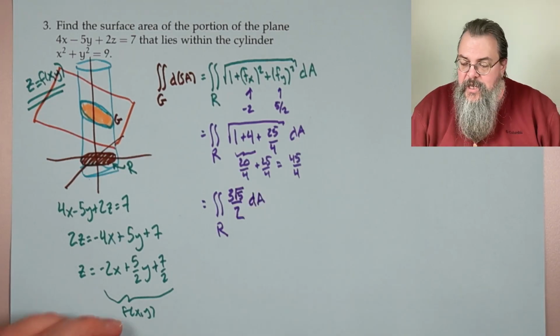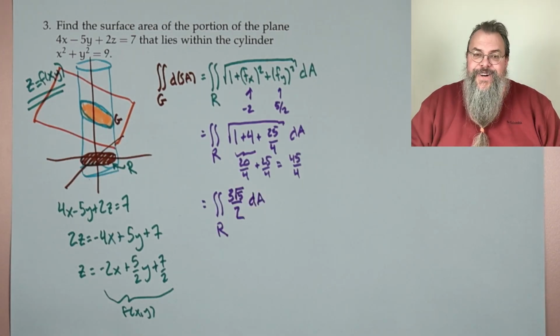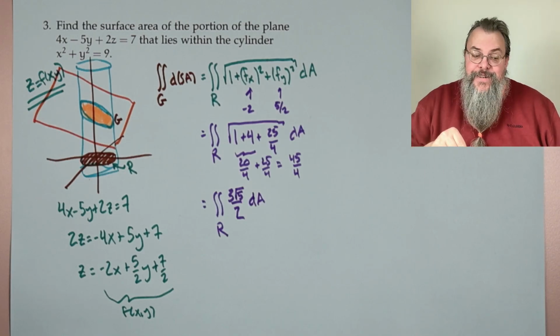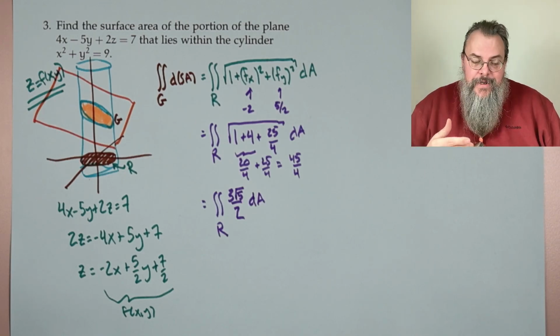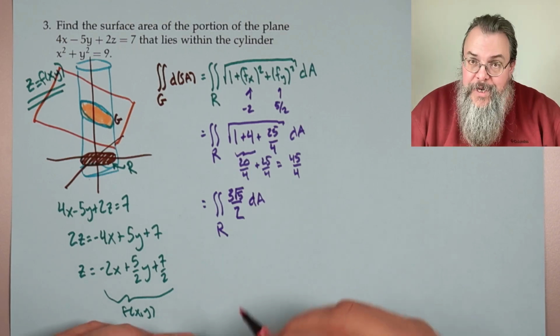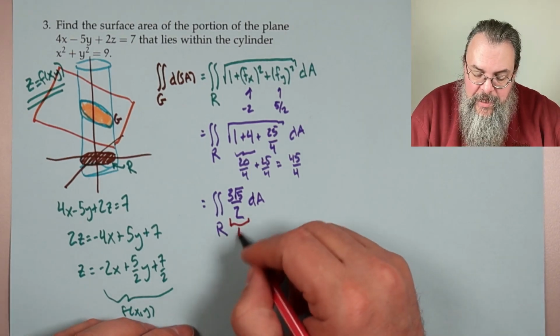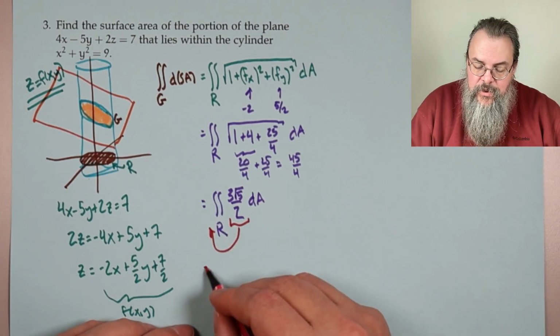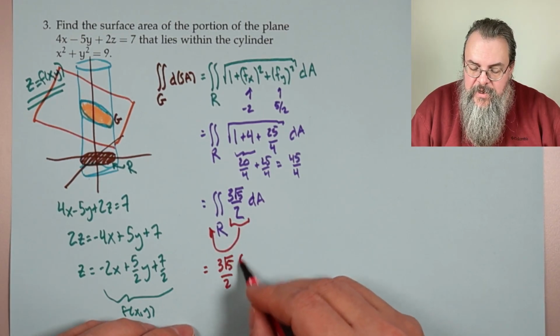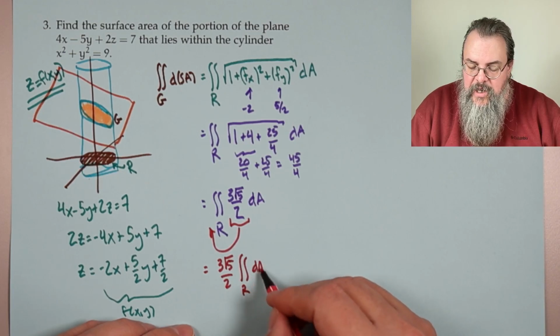Now, the other thing is to say, hey, whoa, hold on a second. That's a number. Yeah, it is a number. We could pull it out. So we're going to pull it out. We get 3 square root of 5 over 2 times the integral over our region, dA.